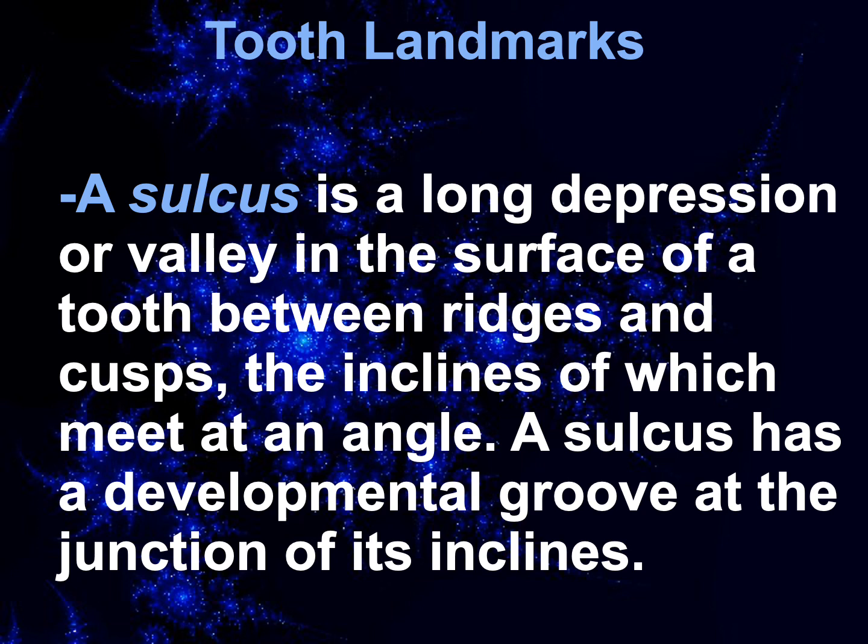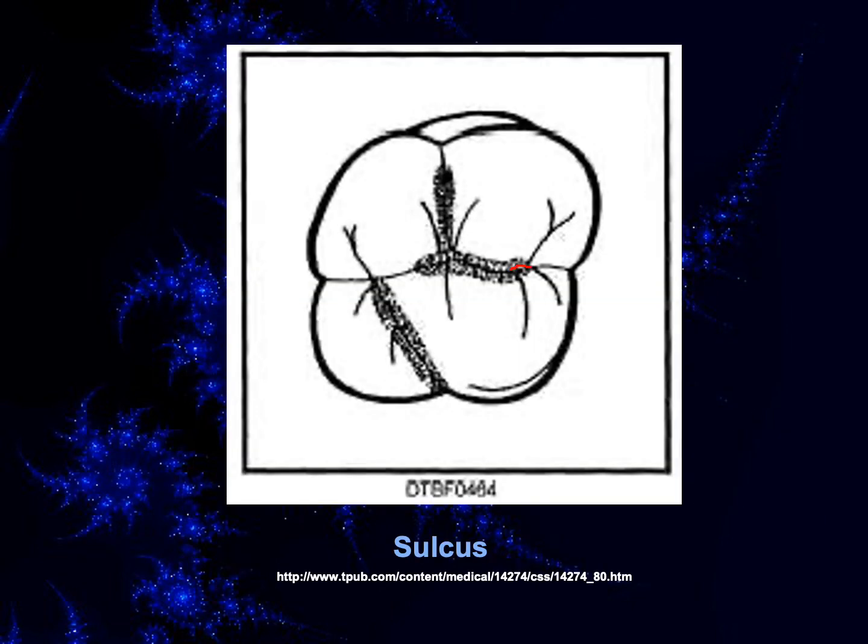A sulcus is a long depression or valley in the surface of the tooth between ridges and cusps, the inclines of which meet at an angle. A sulcus has a developmental groove at the junction of inclines. What does that mean? That means above the grooves here, there is a groove on the occlusal surface itself, and above this groove there is a very small air-filled space that is between the triangular ridges, that is called the sulcus.